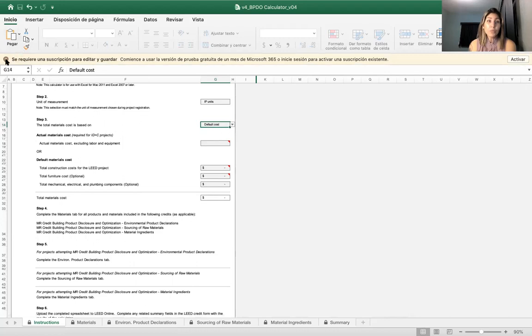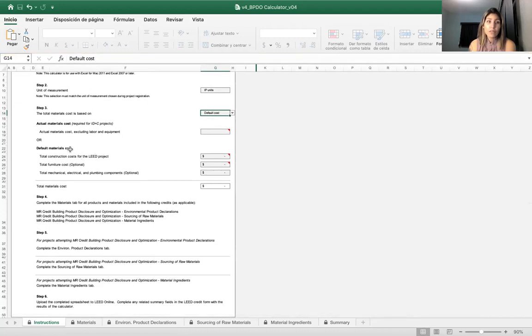And with this default cost, what you will expect is maybe like 45%. What the calculator does is, based on the total cost of the project, it gives you 45% of that cost, which goes only to materials. So that's the default cost. But if you have the actual cost, then go ahead and use the actual cost.